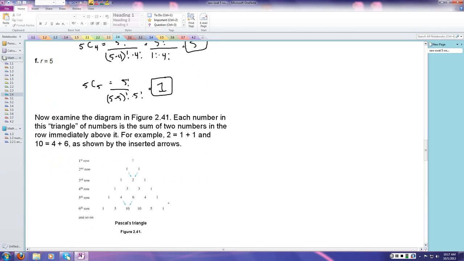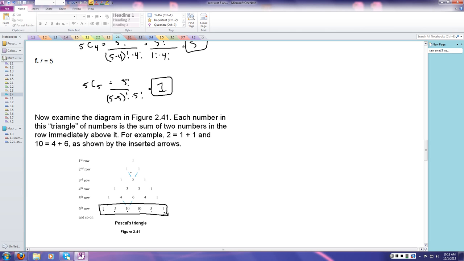So if you see here, this is the 6th row of Pascal's triangle. This would be picking 0 of 5 objects, 1 from 5, 2 from 5, 3 from 5, 4 from 5, or 5 from 5. And you can see, by examining the diagram in this figure, that each number in the triangle is the sum of the 2 numbers in the row immediately above it.